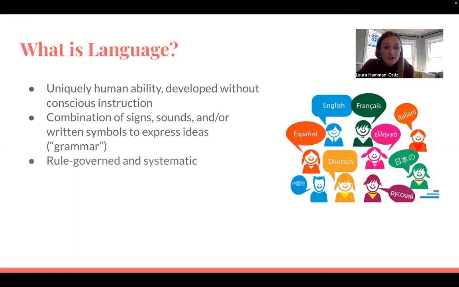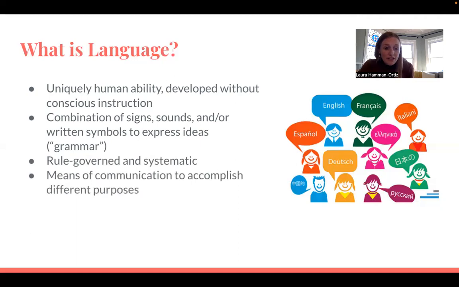Language is also rule-governed and systematic. Languages do evolve. Languages are living things, but they follow particular rules. And so those rules can change, but as we learn a language, we learn the rules that language follows. And all languages, whether they are officially deemed languages or dialects, have particular rules that they follow and are systematic in their design.